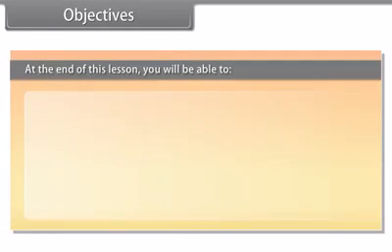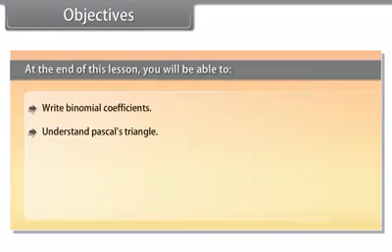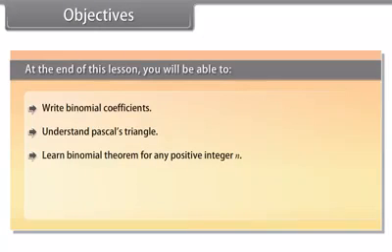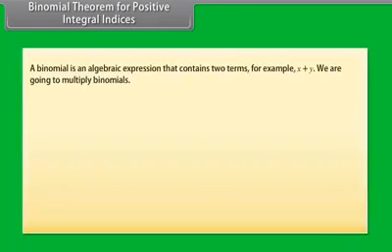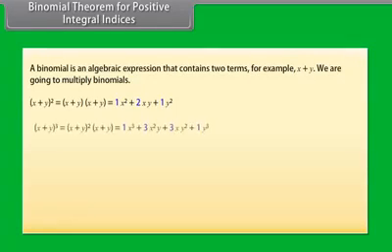At the end of this lesson, you will be able to write binomial coefficients, understand Pascal's triangle, learn the binomial theorem for any positive integer n, learn the general term of binomial expansion, write the middle term of binomial expansion, and the binomial theorem for positive integral indices. A binomial is an algebraic expression that contains two terms. For example, x + y. We are going to multiply binomials.